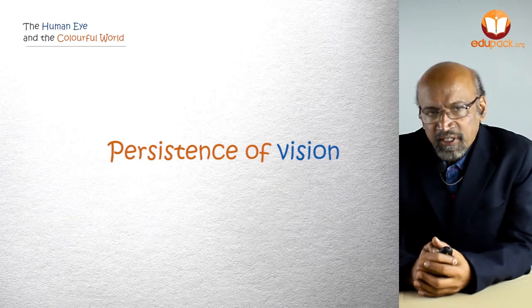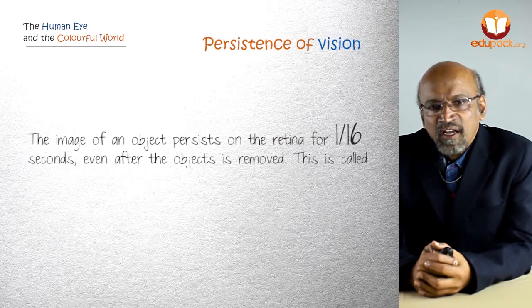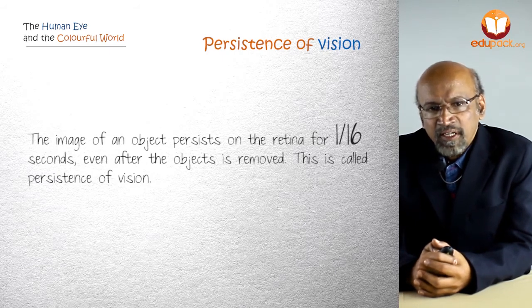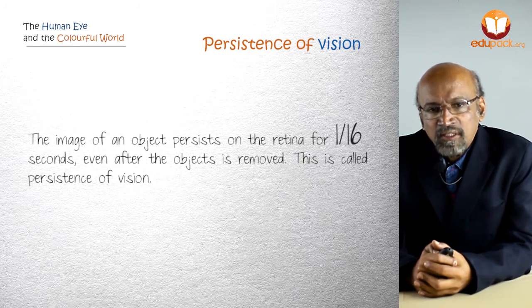Persistence of vision. Persistence of vision is a very important term. What is persistence of vision? When we see an object, the image of the object persists or remains on the retina for 1/16 seconds, even after the object is removed. This is called persistence of vision.